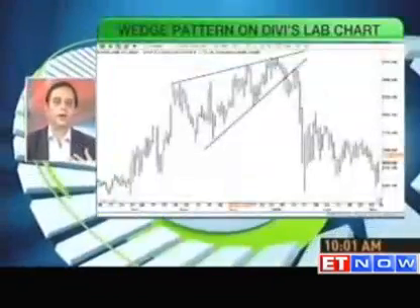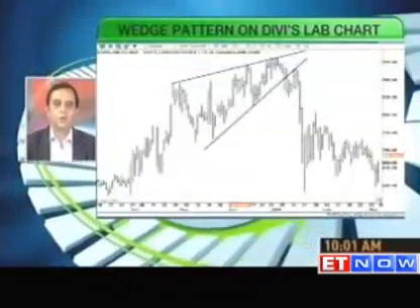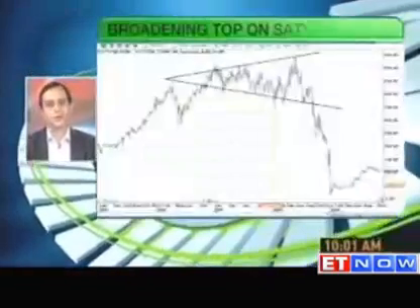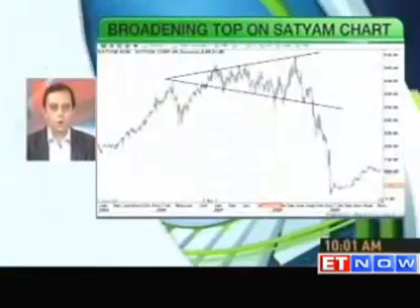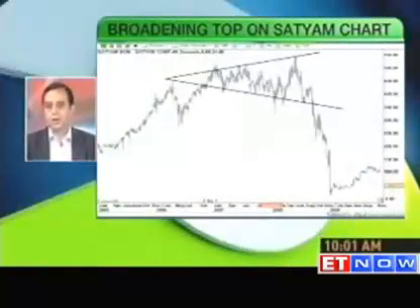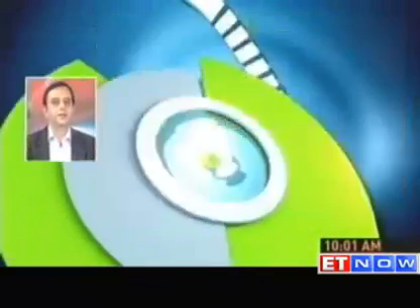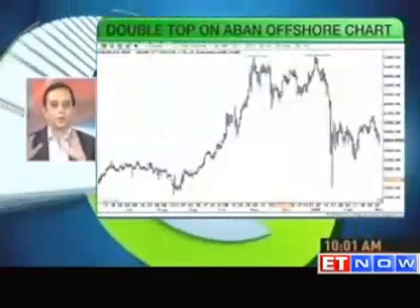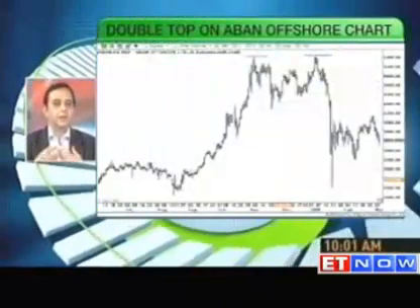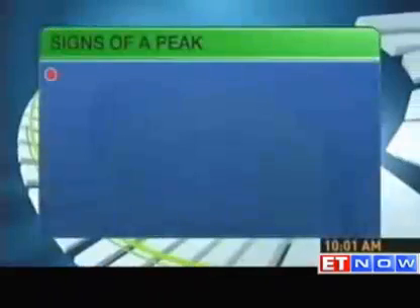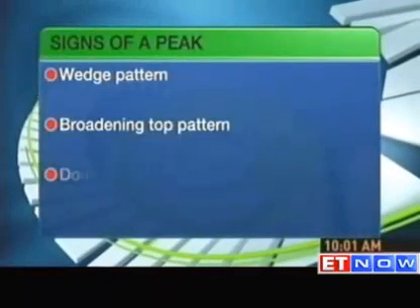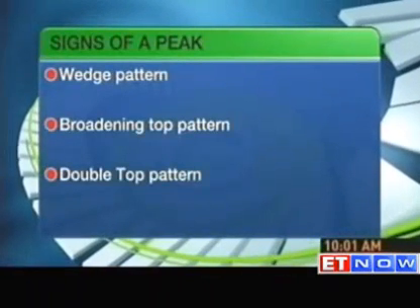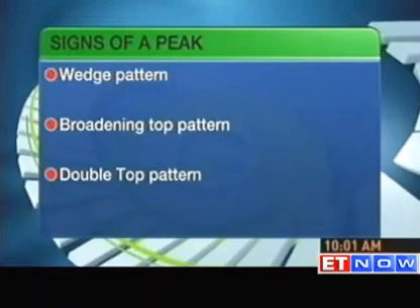If you looked at some other stock like Divi's Laboratory, it actually formed a rising wedge. If you looked at something like Satyam Computer, it had what we call a broadening formation. And if you look at something like Aban Offshore, that would have something like a double top. So the point here is that there are so many varied ways that the market can actually top. You have even more topping formations, like a stretch formation, a triple top formation, a rounding top formation. So it's actually an endless variety of patterns.